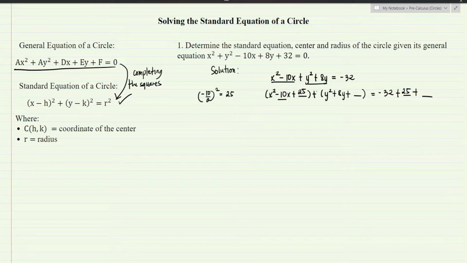Now for the second quadratic, the coefficient of the middle term is 8. So I will take 8, divide it by 2, then square its answer. So 8 over 2 is 4. 4 squared is 16. So I'll place 16 here and also 16 on the right side of the equation.